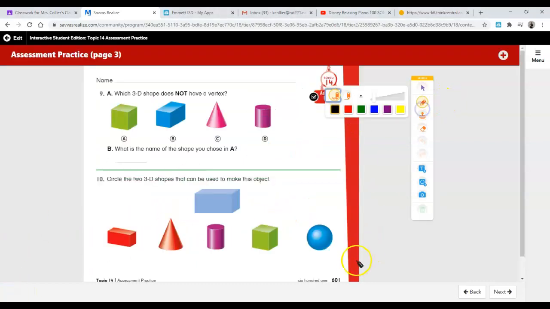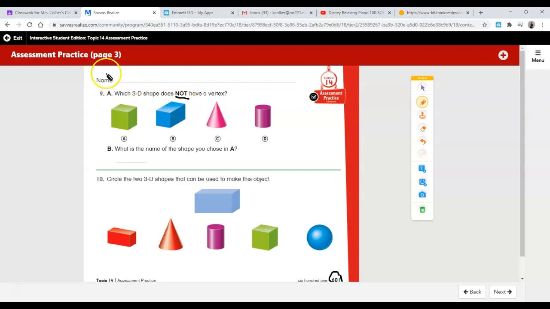On the next page of your workbook, it says page 601, so 601. Number 9 says, which 3D shape does not, very important word, does not have a vertex.